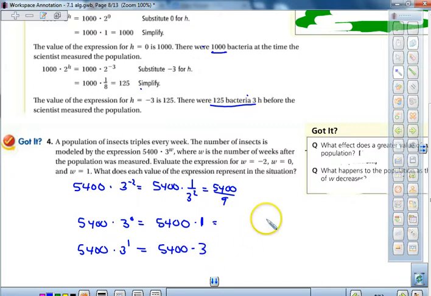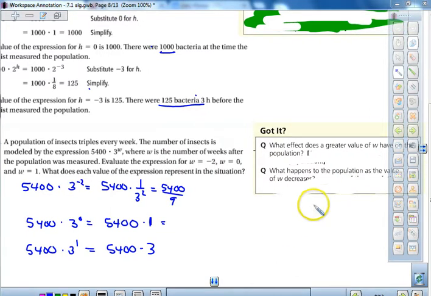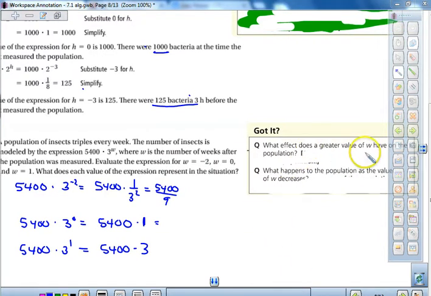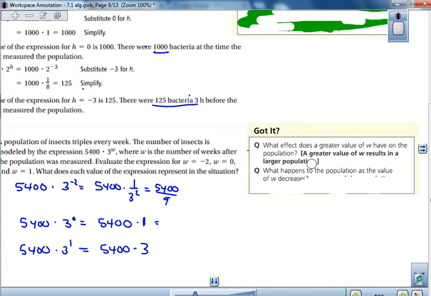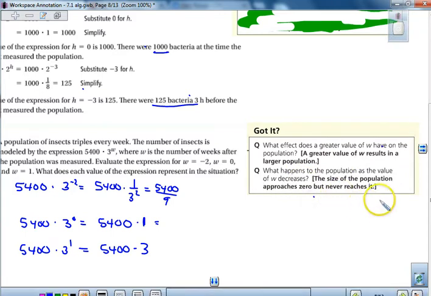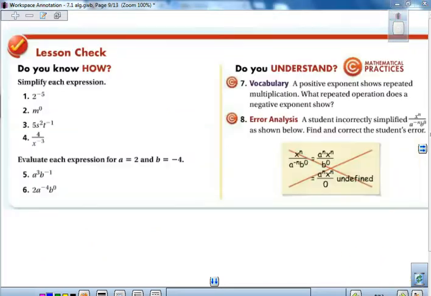If we are looking at when they talk about in the got it, what is the effect if we're having a value that is greater? If we're looking at our value here, a greater value of W in the population is going to give us a larger population. So when W happens to be 1, 2, it's getting larger. And what happens when it's negative is that the population approaches 0, but it's never going to reach it as we look at that one.